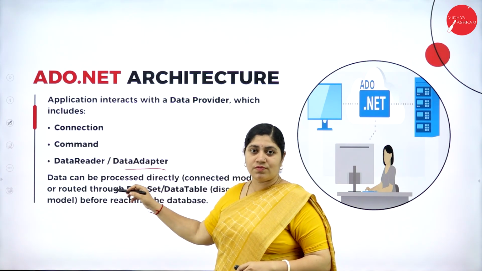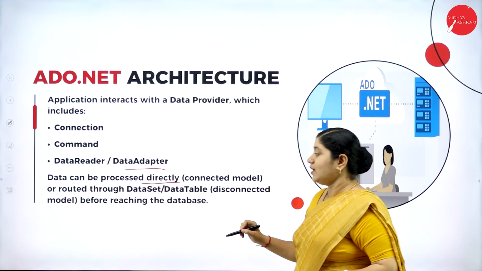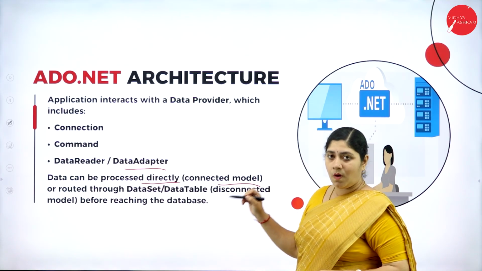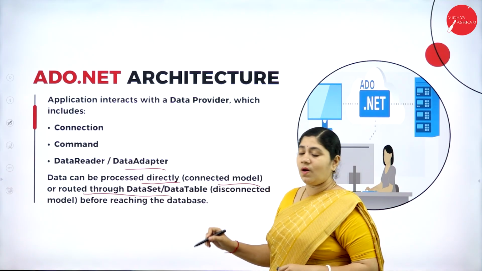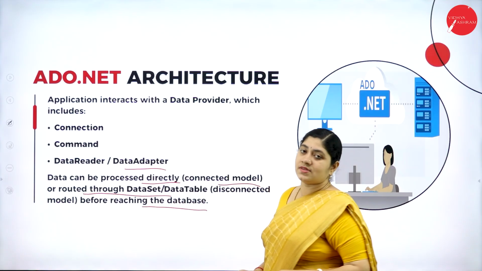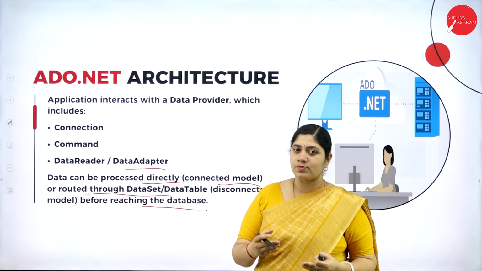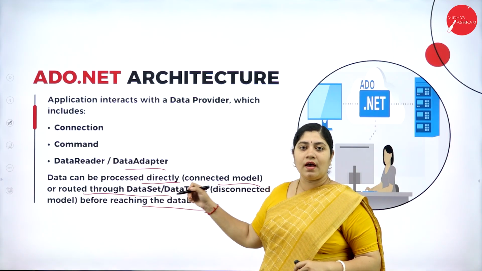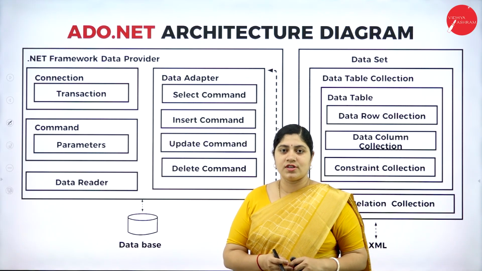First, let's see what the data is. The data can be processed directly, like the connected model, or we can also say routed through a data set or a data table before reaching the database. How the data is processed or transmitted is what we have discussed here. Up next, let's see an architectural diagram.